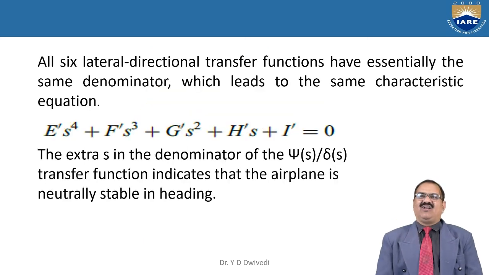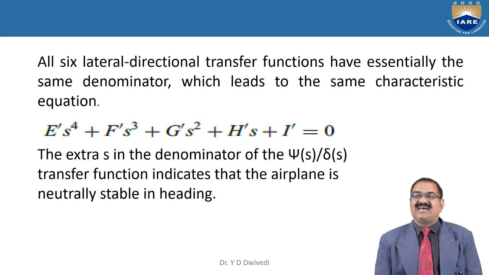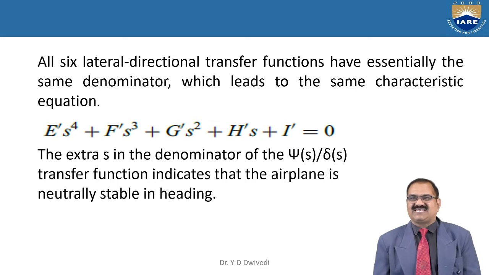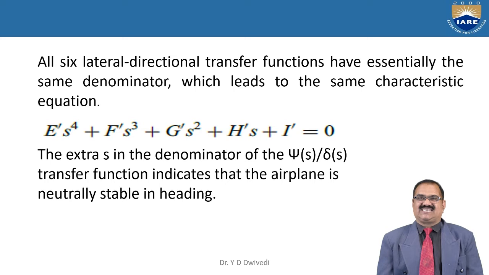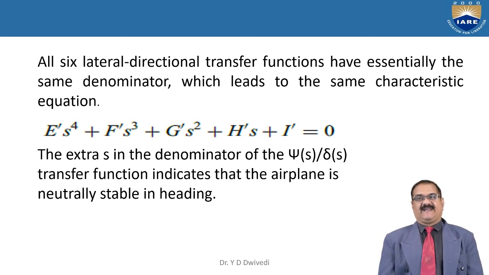Here we can see that all 6 lateral directional transfer functions have essentially the same denominator, which leads to the same characteristic equation. So all are having the same denominator, that is e s to the power 4 plus f s to the power 3 plus g s square plus h s plus I is equal to 0. The extra s in the denominator of the phi s by delta s transfer function indicates that the airplane is neutrally stable in heading.